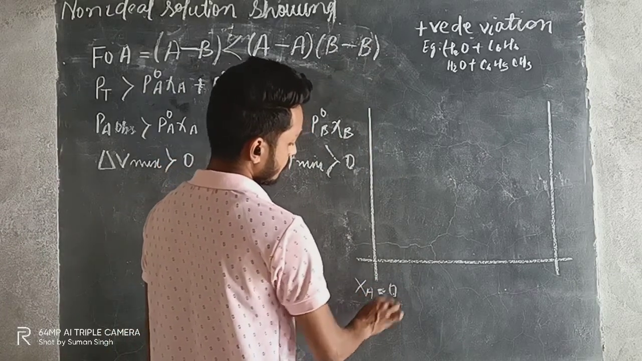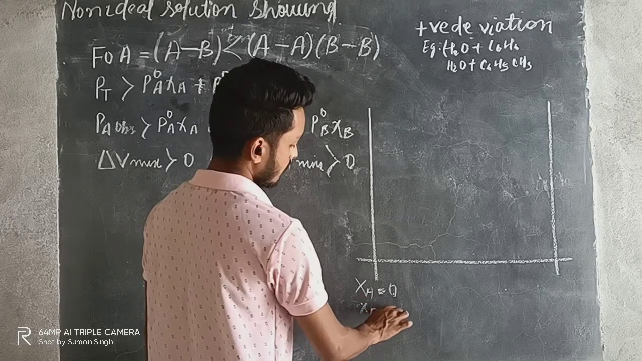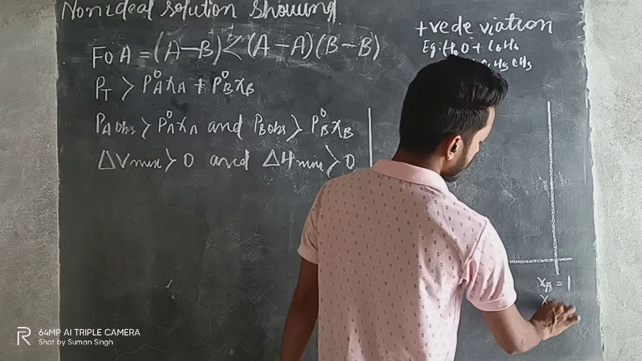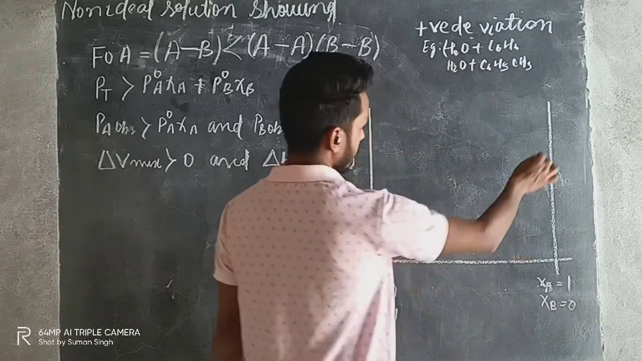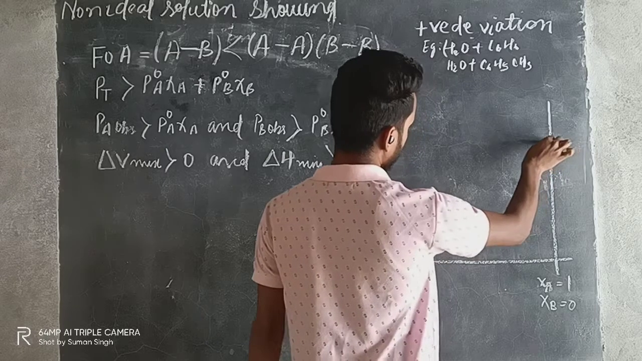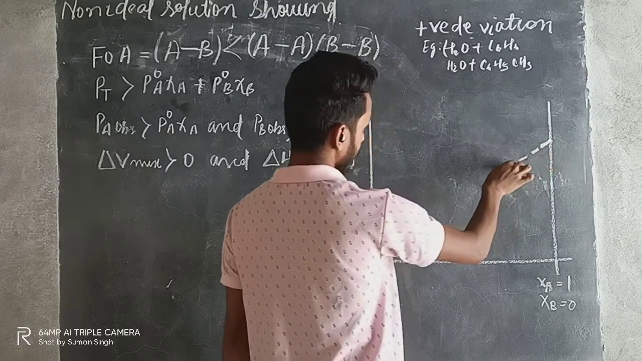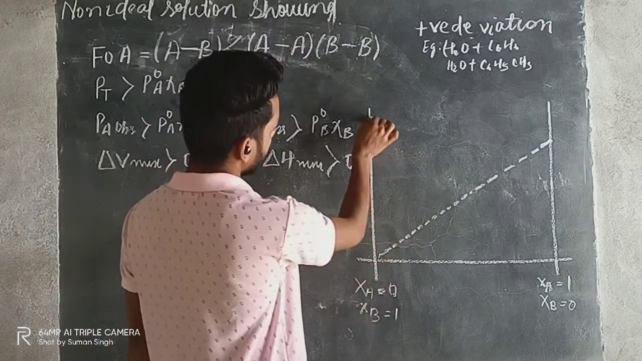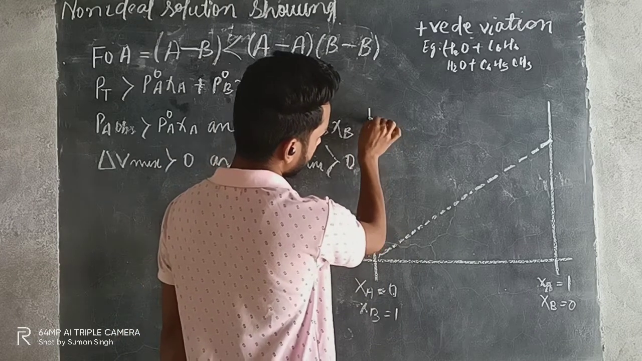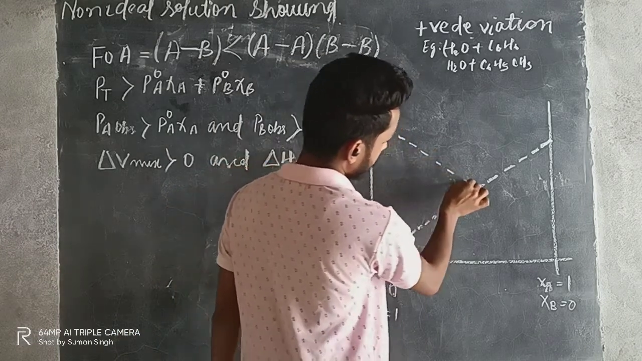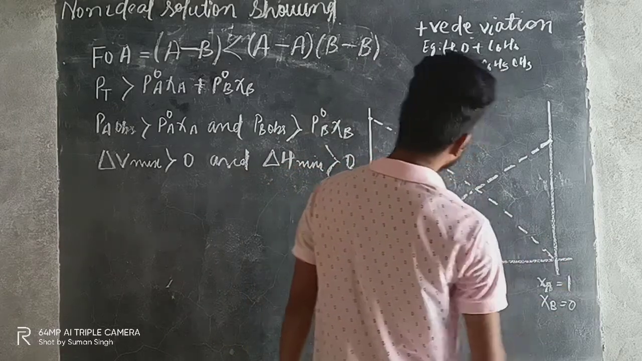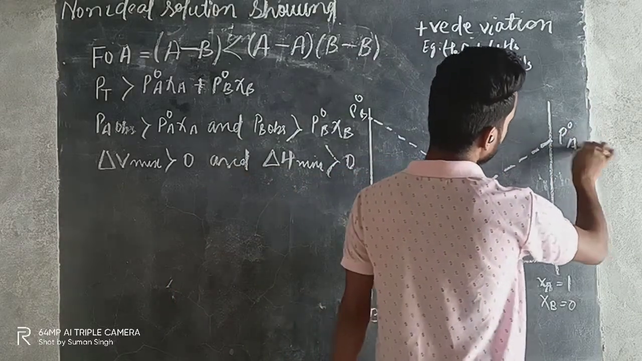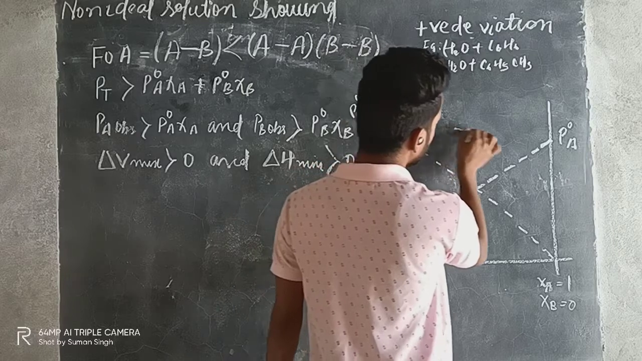Zeta A is 0, zeta B is 1. Here also zeta A is 1 and zeta B is 0, and this was the graph, right? For the ideal solution, this was the graph. This was of P naught B, and this was of P naught A, and this was P total, right?